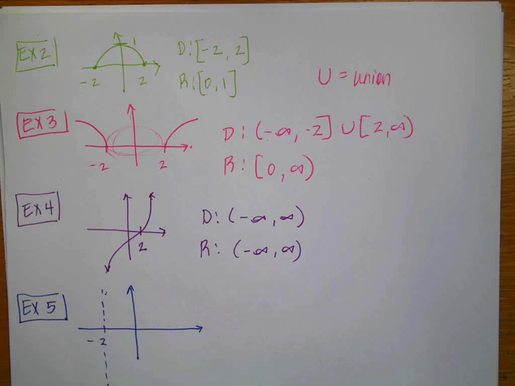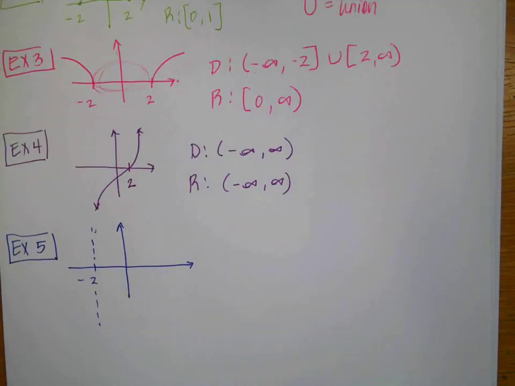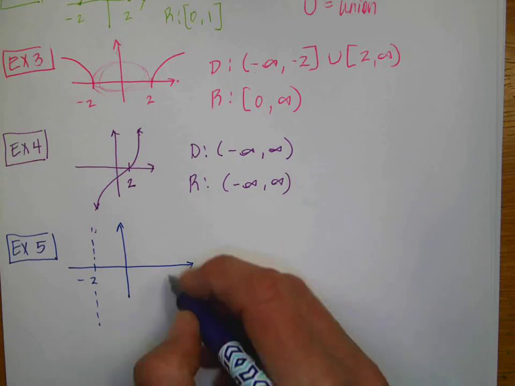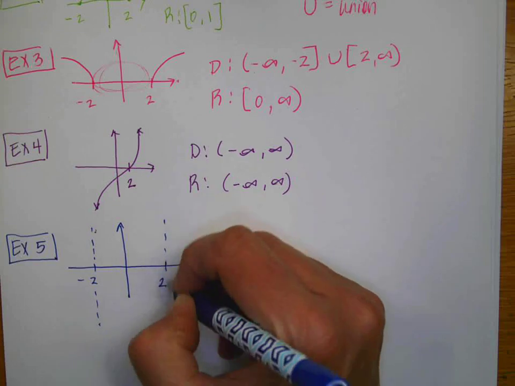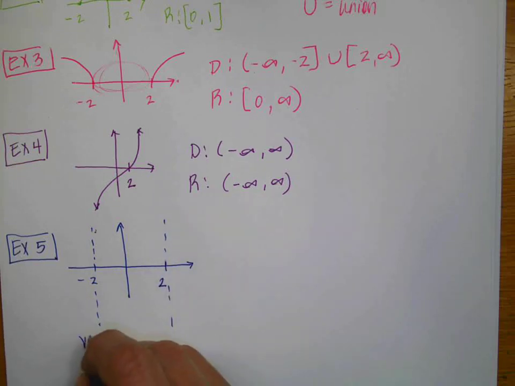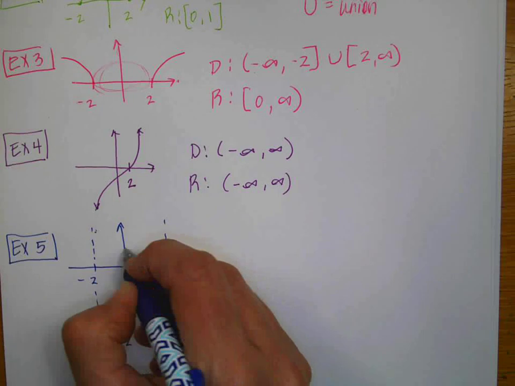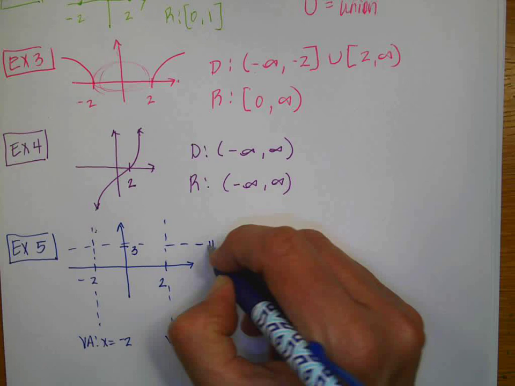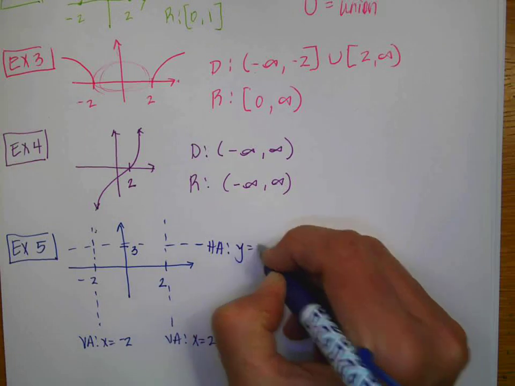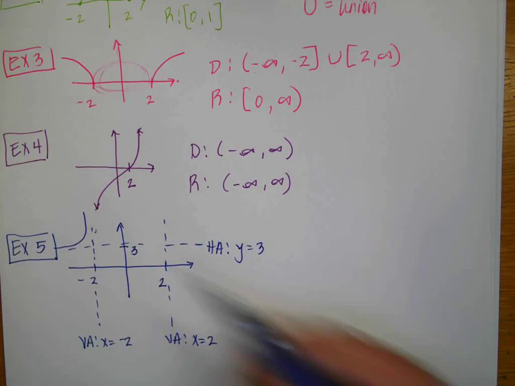So at -2, I'm going to have a vertical asymptote. And if you'll remember that for a vertical asymptote, the values are trying to get there, but they can't quite make it. On this one, it's a 2. Same thing, I'm going to have a vertical asymptote. So I have a vertical asymptote at x is equal to -2, and I have a vertical asymptote at x is equal to 2. Then I'm going to have a horizontal asymptote. This is a cool one. At y is equal to 3. Okay, and we'll talk about asymptotes more later.